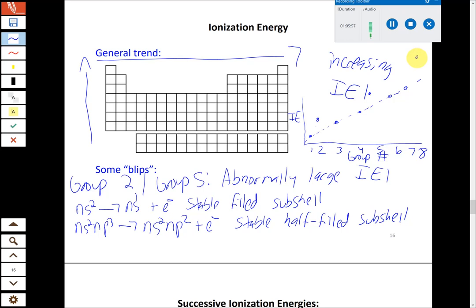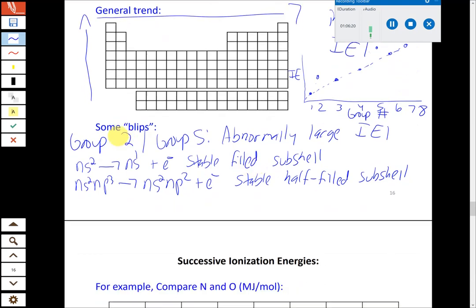So basically the key point is that as you go from 2 to 3, ionization energy decreases even though you're going left to right. And as you go from 5 to 6, ionization energy decreases even though you're going left to right. So there are 2 places where the trend is not a smooth increase in ionization energy, 2 to 3 and 5 to 6. And that's because in those groups of the periodic table, you have particularly stable subshell configurations.